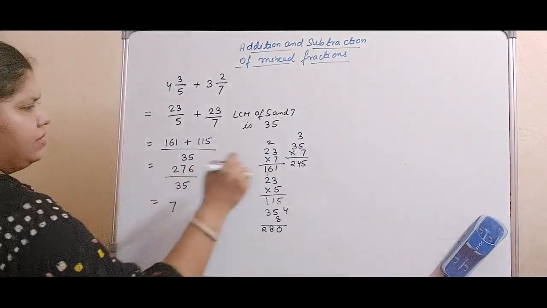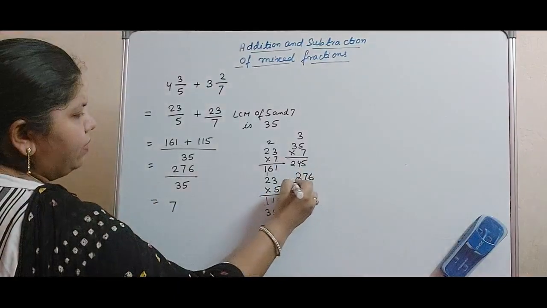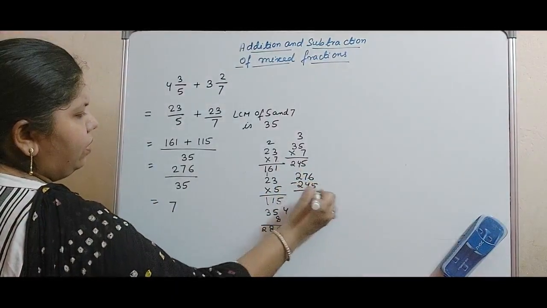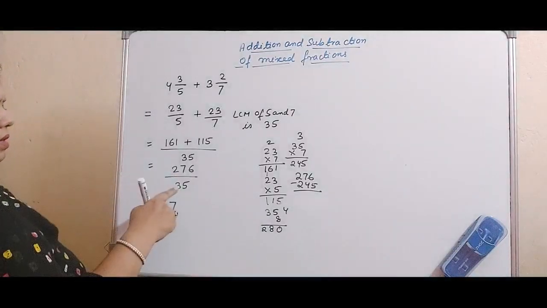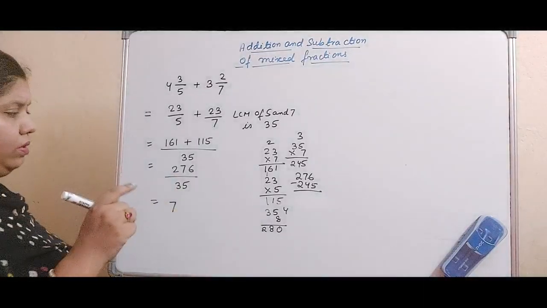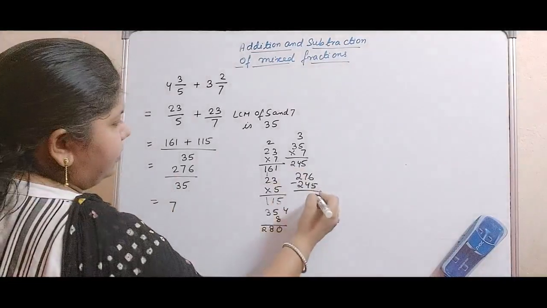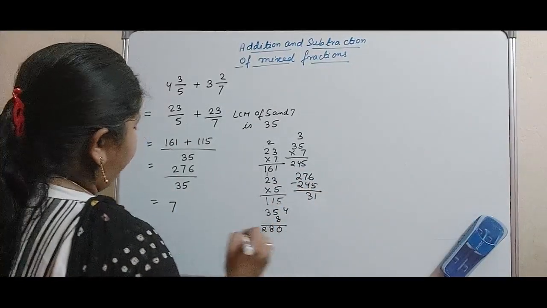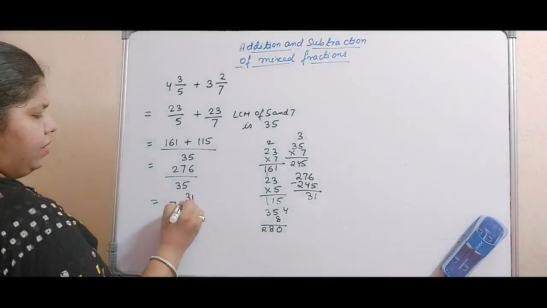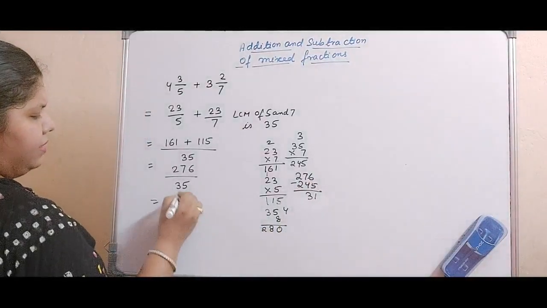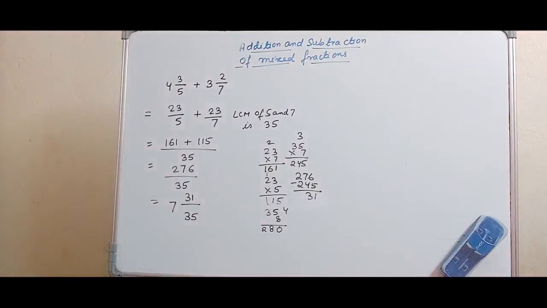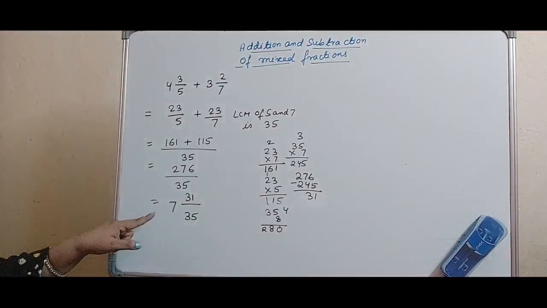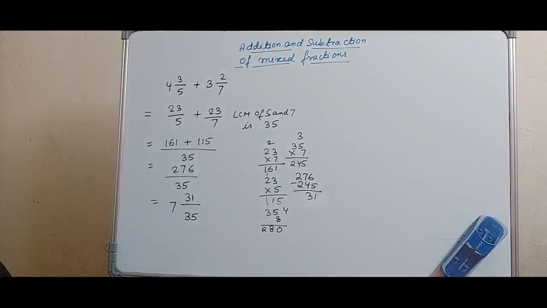Now 276 minus 245, what will it be? It is your remainder. So 6 minus 5 is 1, 7 minus 4 is 3, 31. So the remainder is 31 by the same divisor 35. So this is how we got the answer. The answer is 7 31 by 35. So I hope everybody understood this process.